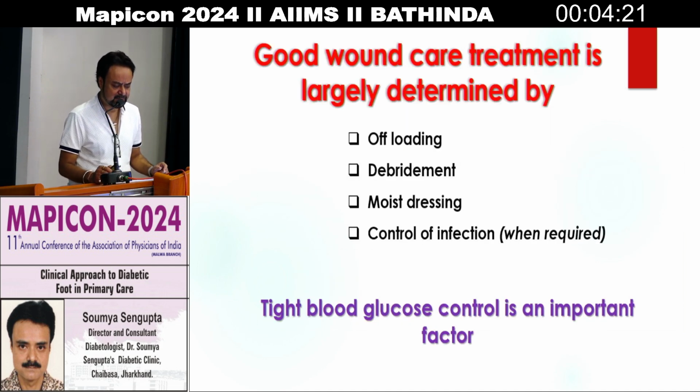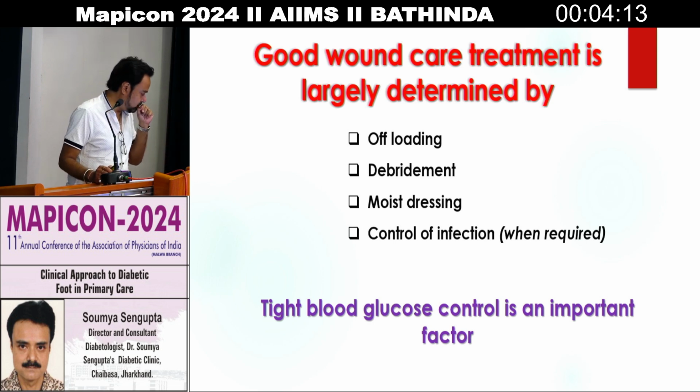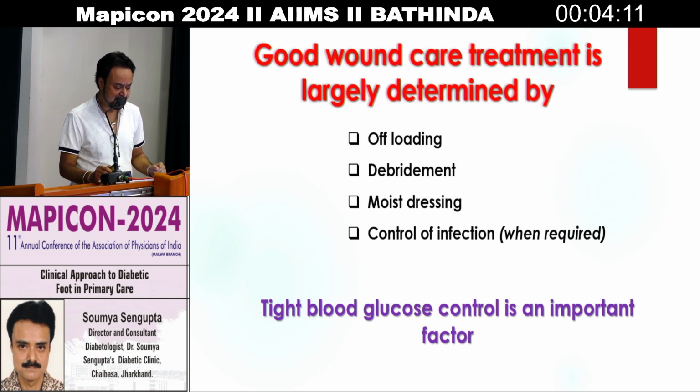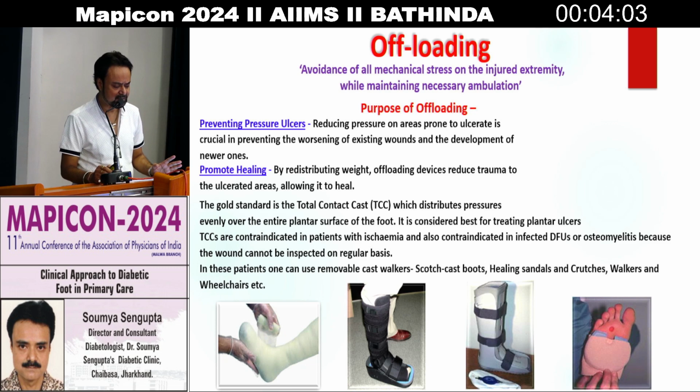Good wound care treatment is largely determined by offloading, debridement, moist dressing, control of infection. These 4. So, tight blood glucose control and achieving A1C target to the guideline is mandatory throughout the course of the disease. Now, offloading, meaning avoidance of all mechanical stress on the injured extremity while maintaining the necessary ambulation.